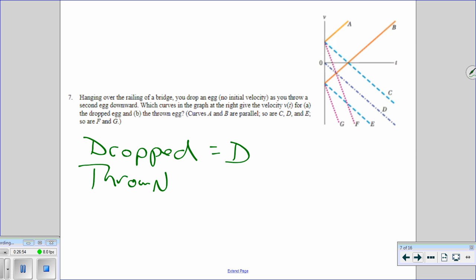I said G. Okay. How did you know it was G? So there's a couple important things you need to establish there. Well, it started at a negative velocity. Okay. It's got a negative velocity at the beginning, so it's got to be either B, E, or G. What else? The acceleration is negative, so it's got to slope down. So now we're down to either E or G.